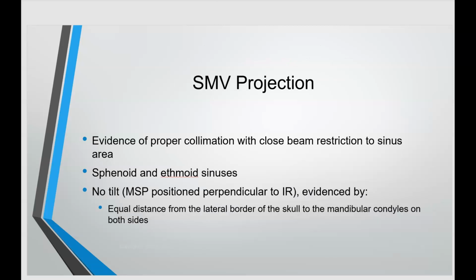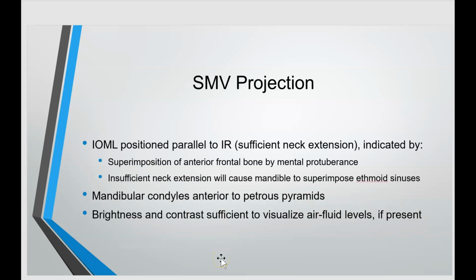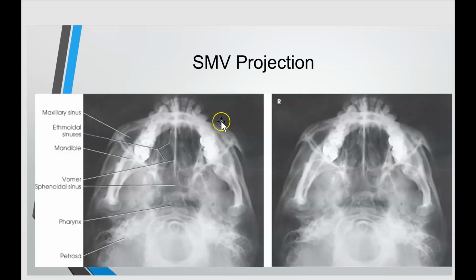Okay, and then lastly, the SMV projection. Okay, it's going to show your sphenoid and ethmoid sinuses. You're going to make sure you have equal distances on both sides. And you show that on your SMV portion by looking at your mandibular condyles. Okay, we're going to make sure the IOML has been positioned parallel to the IR, and you're going to know that by the superimposition of that anterior frontal bone by your chin, your mental protuberance. Insufficient extension will cause the mandible to superimpose over your ethmoid sinuses. Okay, and these are good SMVs. Okay. Frontal bone and your mentum.